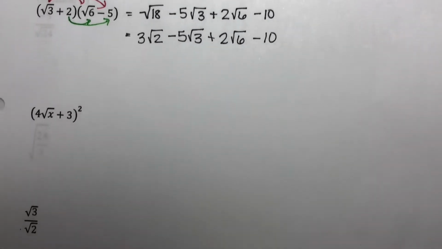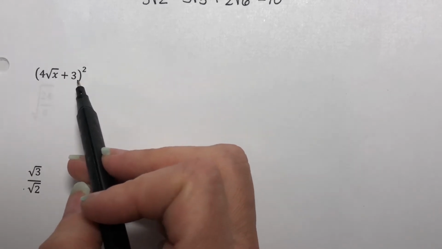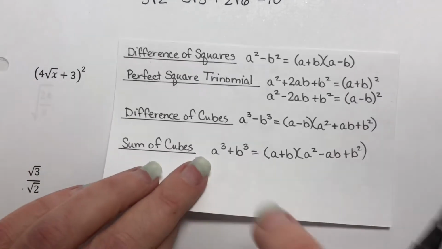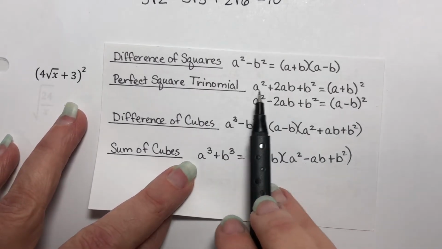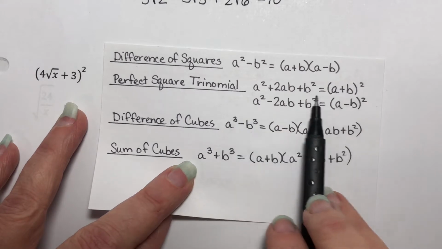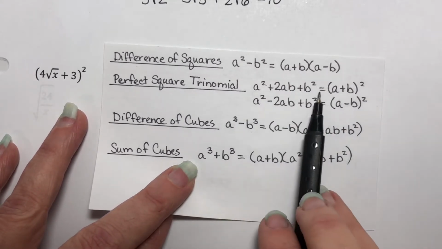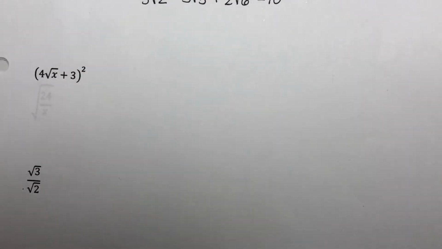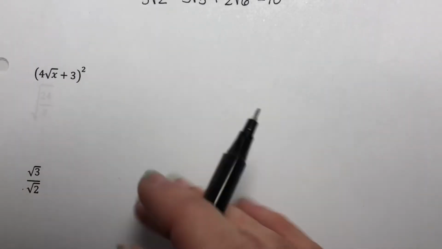Okay, so let's look at 4 times the square root of x plus 3, all squared. Now this is a perfect square trinomial. We have this case, and you can use this formula. It works absolutely perfectly well. But a lot of people get really confused when there's a radical in it. So if you're comfortable with that last formula, by all means use it. It's going to be the quickest way.